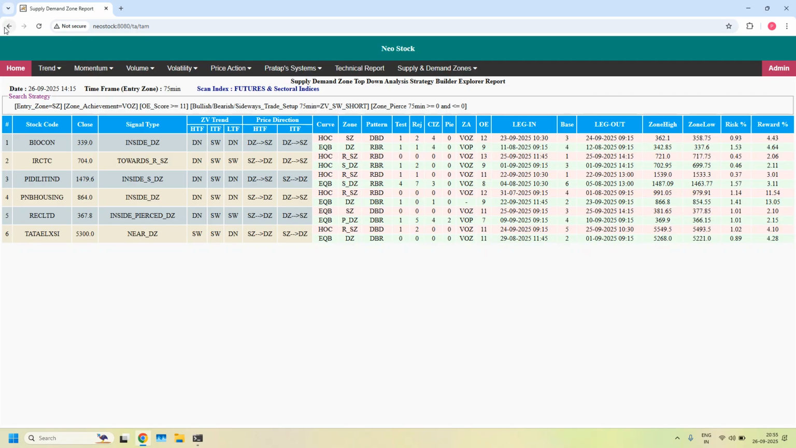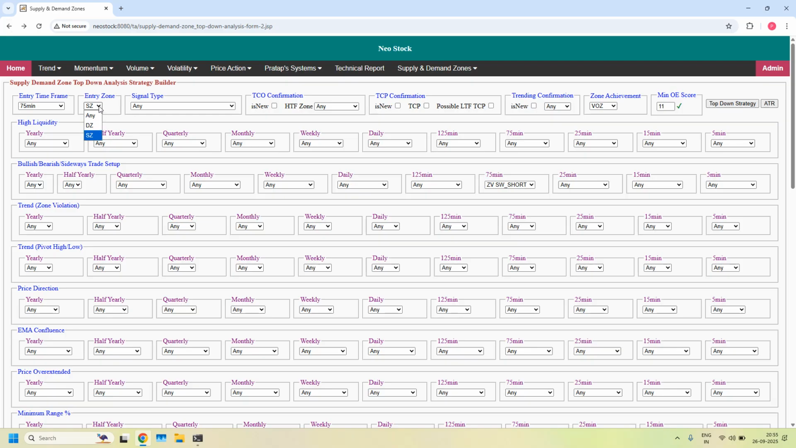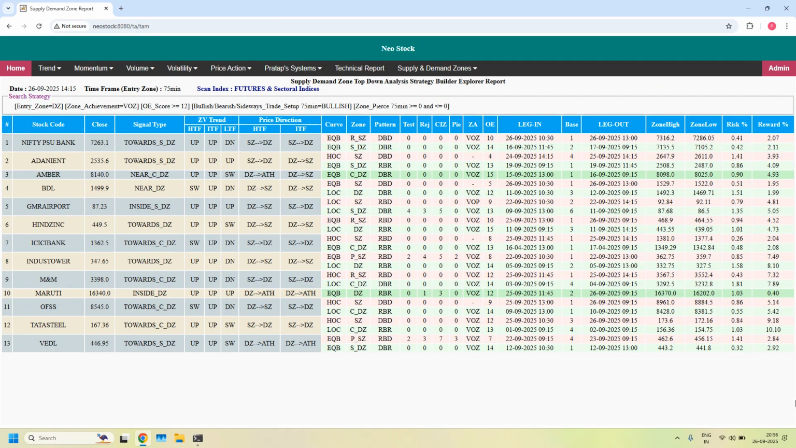Next, bullish trade setup for weekly income trade. Entry time frame is 75 minutes demand zone here, bullish, and minimum order enhance score 12. Let's filter. We got 13 stocks supporting bullish trade setup for weekly income trade. And entry time frame zones are 75 minutes demand zones. So total we got 13 stocks.